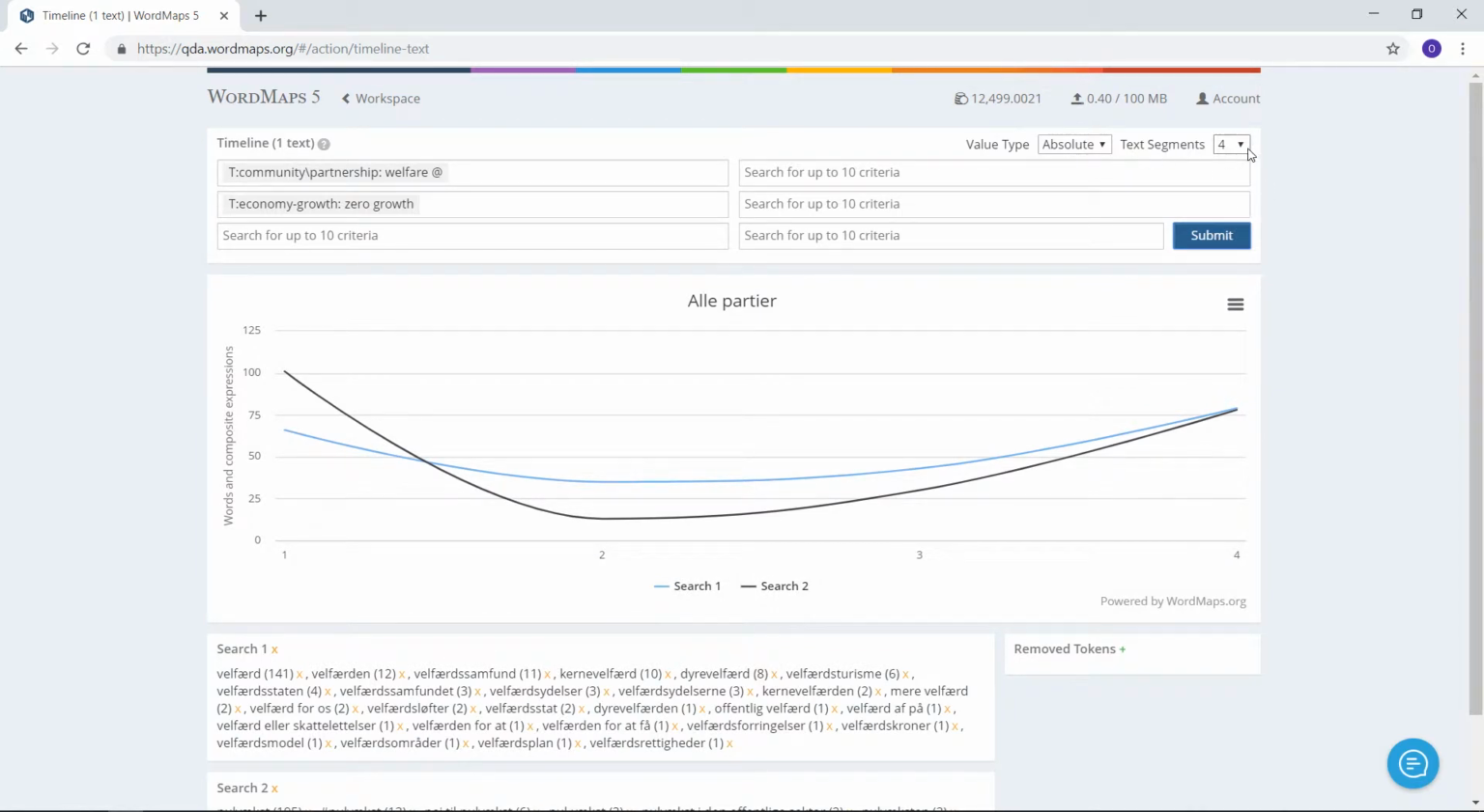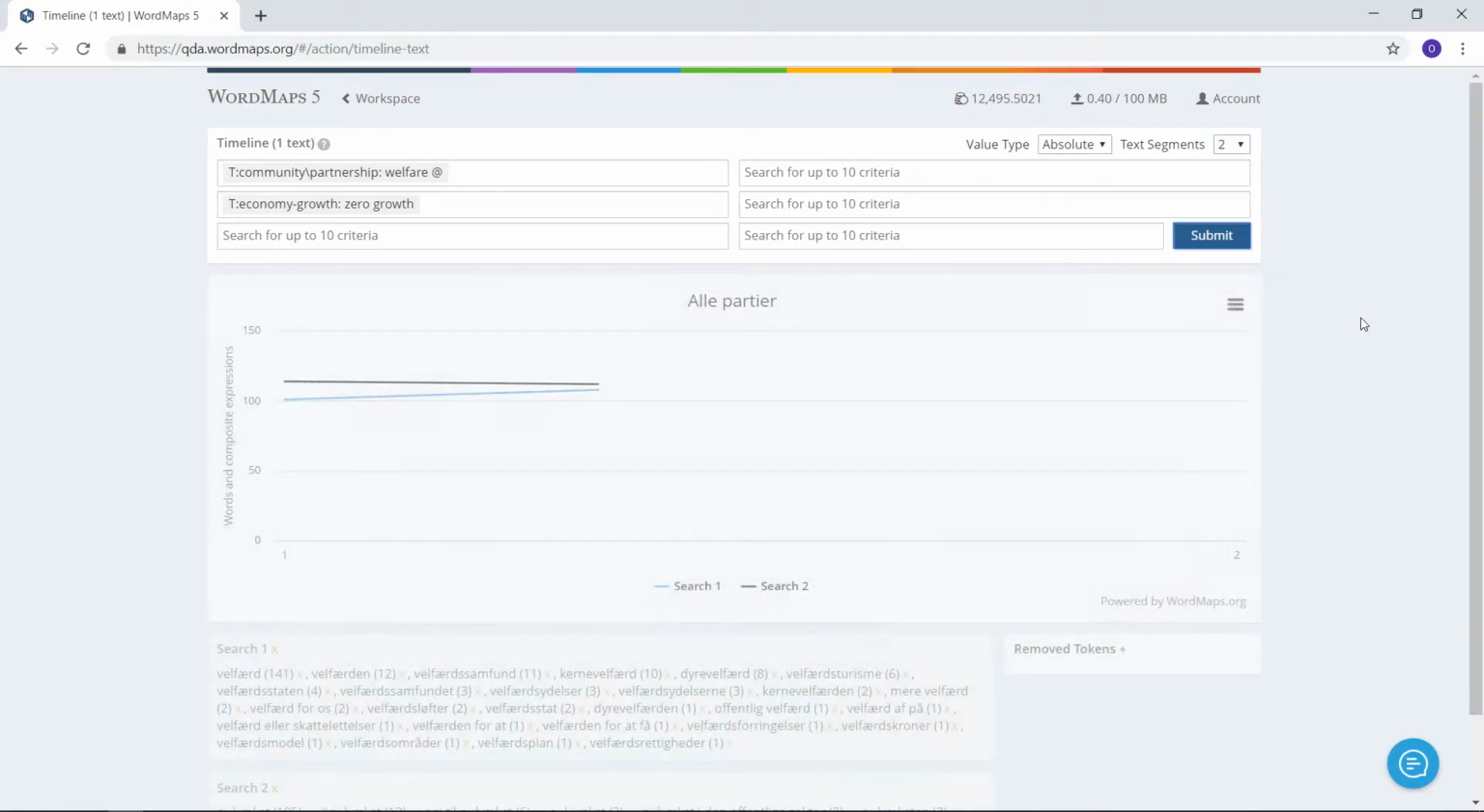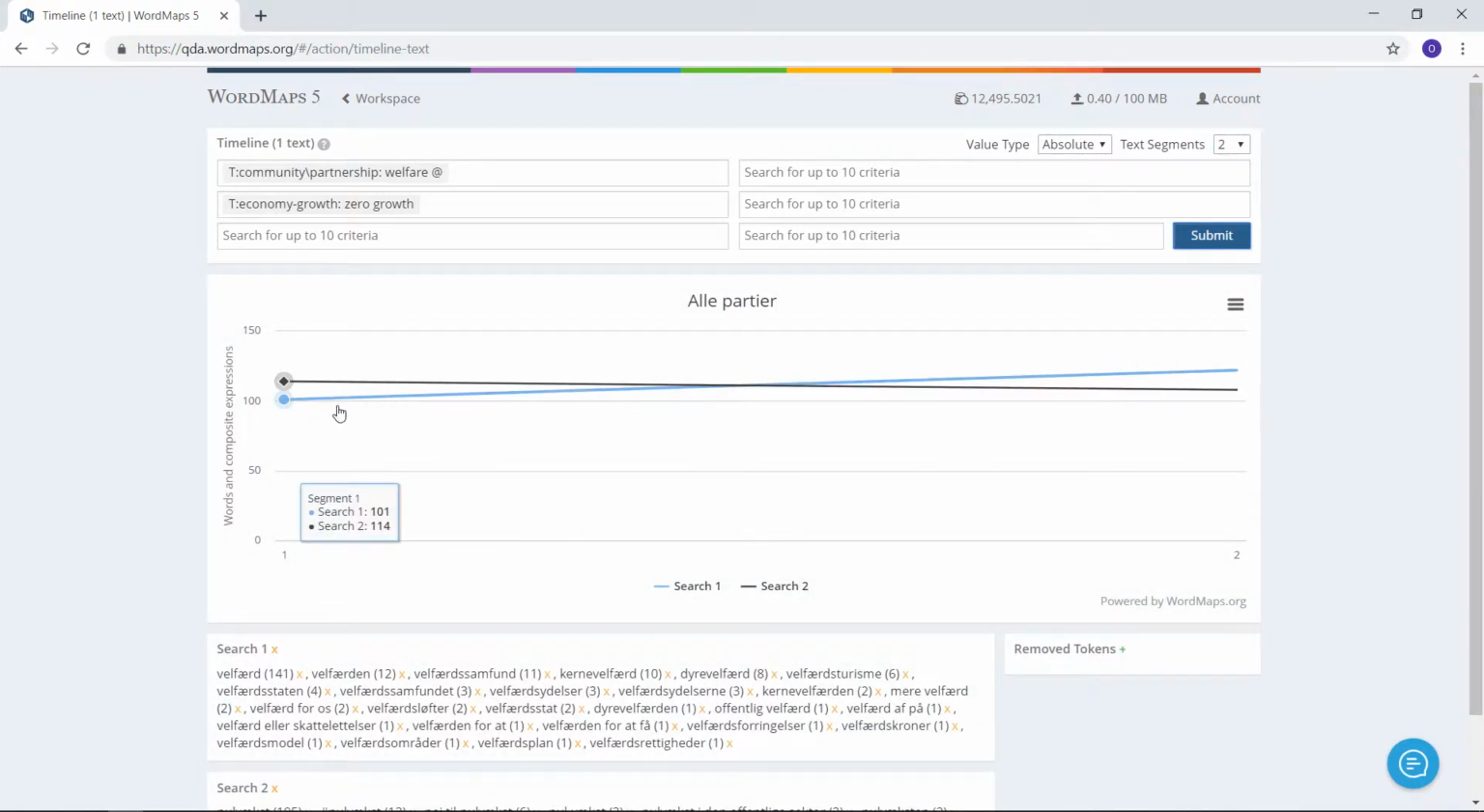And we can simplify things even more. So we just want to have the general overview. We want to have the start and beginning, and we see the general picture is this. The first topic, which is the first one, is welfare. It starts a little bit lower and it moves up and becomes higher. The other one, the zero growth, starts higher, however, and then loses off a little bit and ends up lower towards the end of the discussions in the general election.